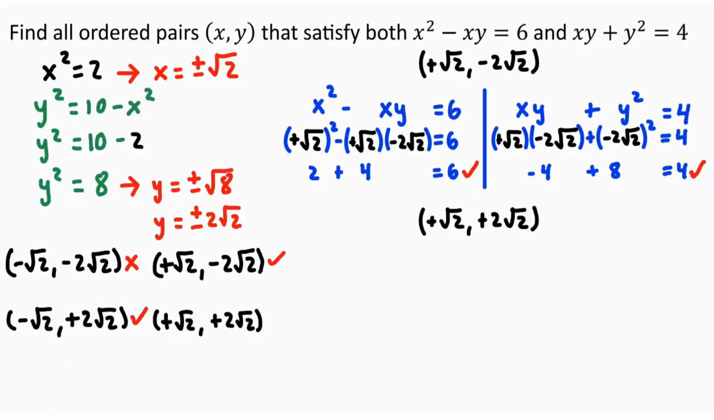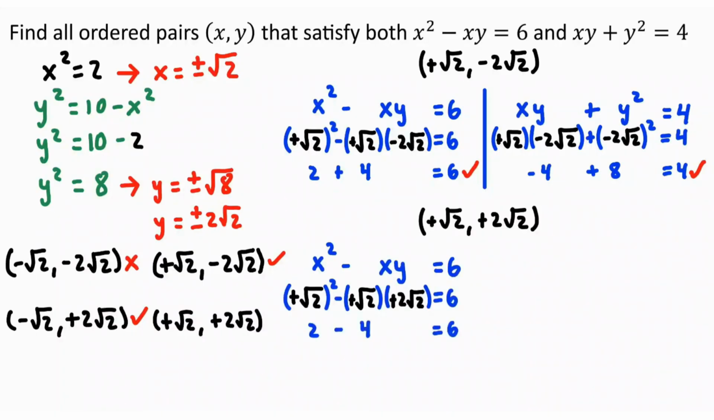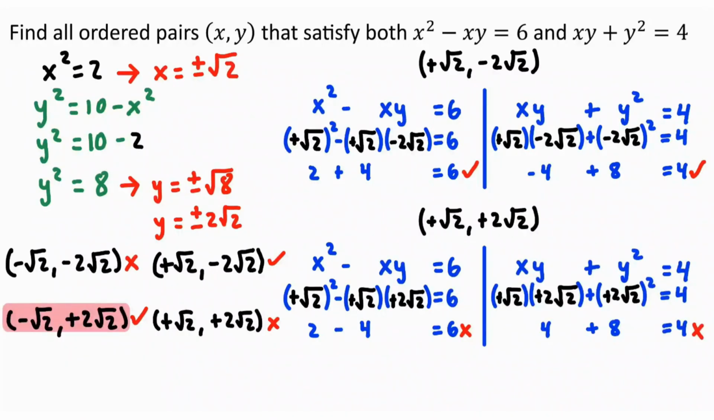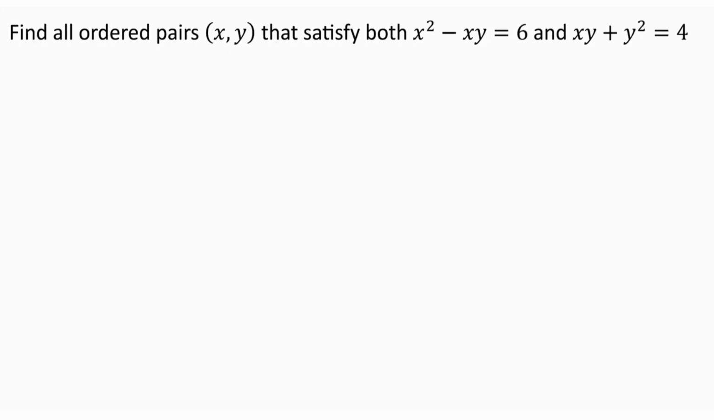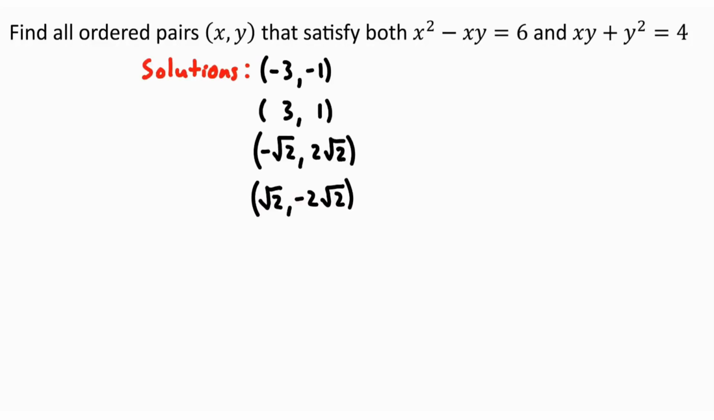And then lastly, we'll check the positive root 2, comma, positive 2 root 2, and it turns out that it fails in both of them. So our two solutions here will be negative root 2, comma, 2 root 2, and positive root 2, comma, negative 2 root 2. Now let's put it all in one spot so we can look nice. And so if we put all four solutions together, here are the four solutions that will satisfy both equations.